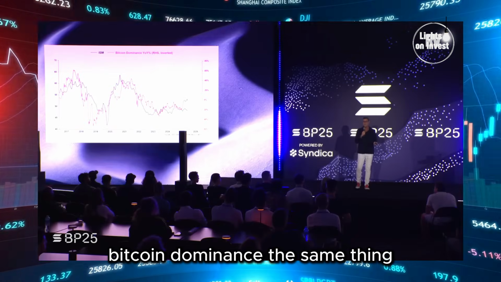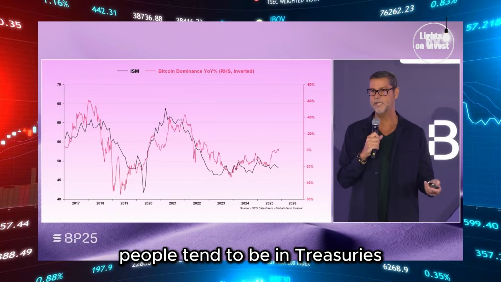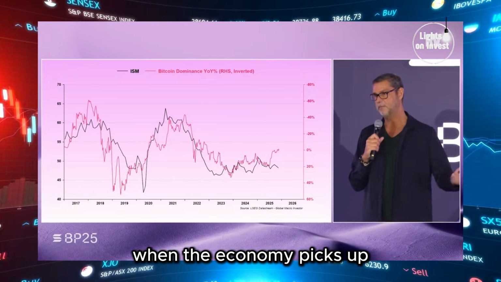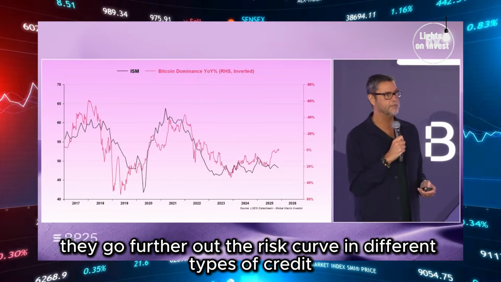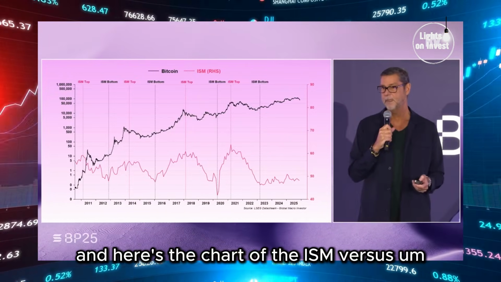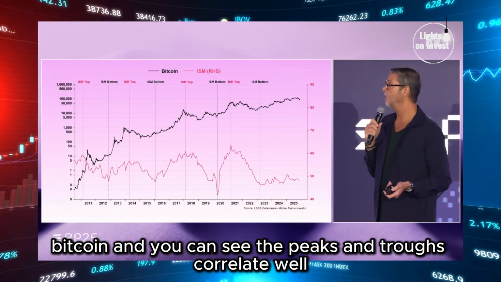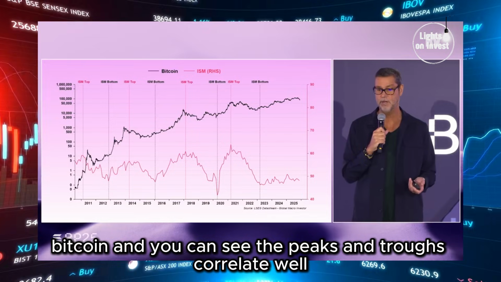Bitcoin dominance, the same thing. It's driven by the same thing. It's much like when the economy's slow, people tend to be in treasuries. When the economy picks up, they go further out the risk curve, in different types of credit. It's all the same cycle. So it's a very macro asset. And here's the chart of the ISM versus Bitcoin, and you can see the peaks and troughs correlate well.